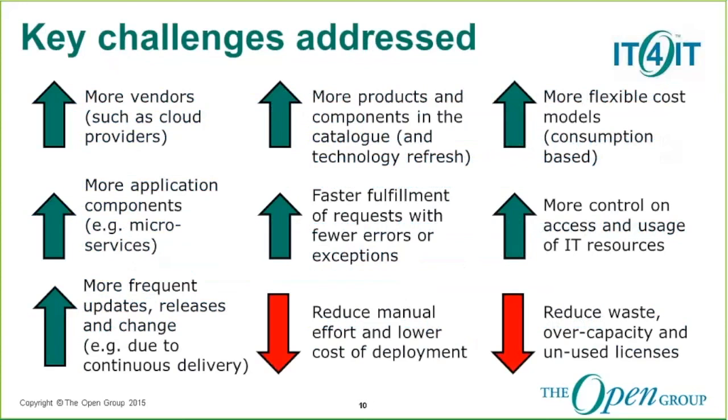Here are some of the key challenges that the IT organization is facing related to this specific value stream. As we end up with more vendors delivering more services, more products in our catalog with more changes to them, and more frequent changes and releases that we need to process, for example, due to continuous delivery. But at the same time, we need to deliver faster with fewer errors, provide more flexibility in cost models, but also improve the control on consumption and reduce overcapacity.